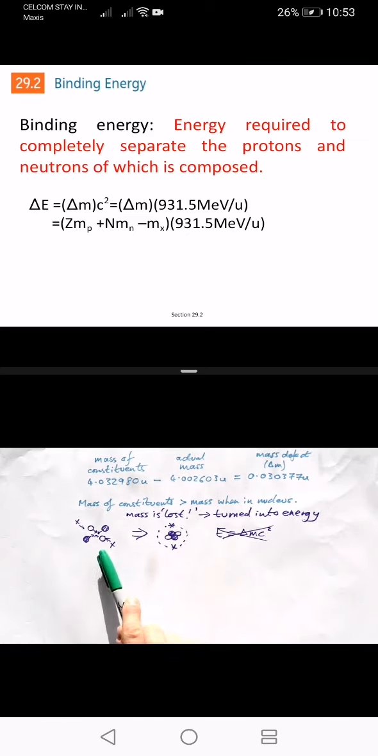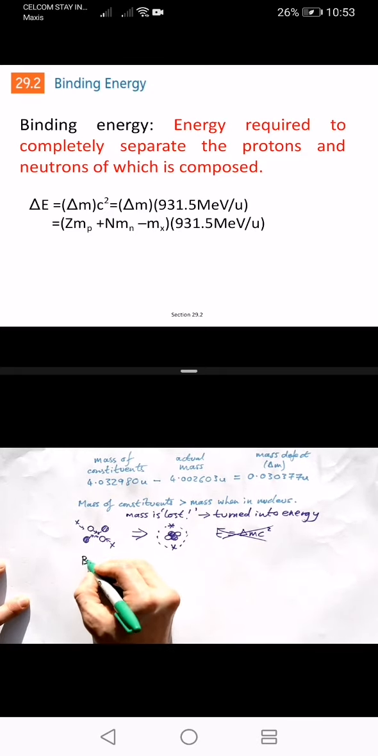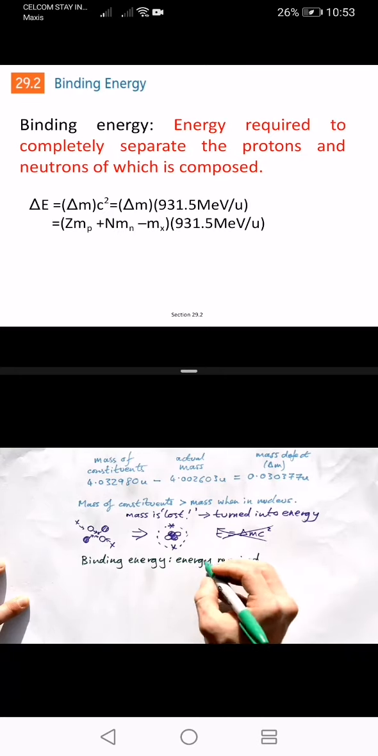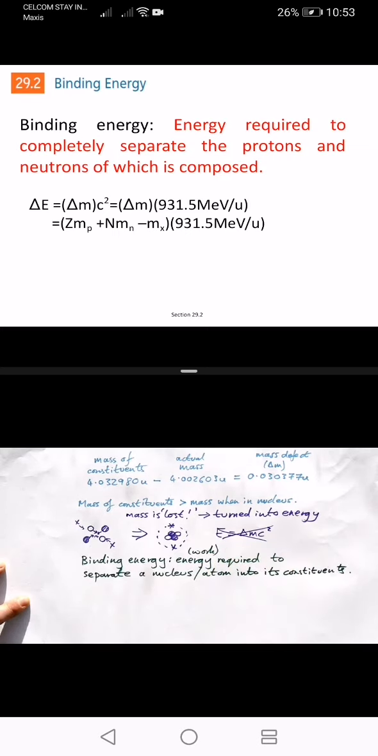So if mass is lost and converted into energy when constituents come together to form an atom or a nucleus, then it stands to reason that if we want to separate out an atom or a nucleus into its constituents, then we have to put that energy back in to regain that mass. And that is true. We call this energy the binding energy. The definition is it's the energy, or we can say work, required to separate a nucleus or an atom into its constituents.